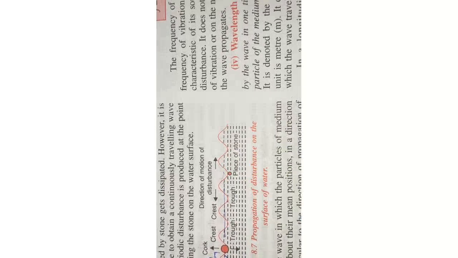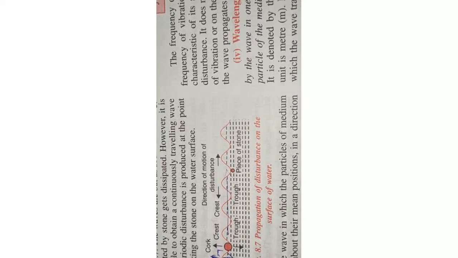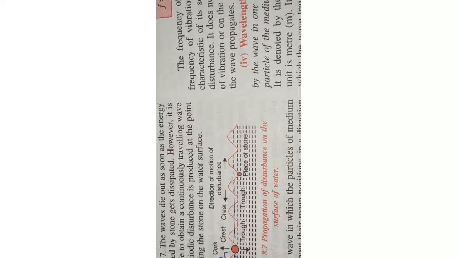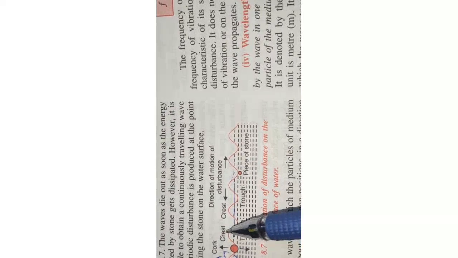Or we can say that the angle between the vibration of the particle and the wave motion is 90 degrees. So the wave in which the particles of the medium vibrate about their mean positions in a direction perpendicular to the direction of propagation of wave is known as transverse wave. Now here the transverse wave comprises the crest and the trough.